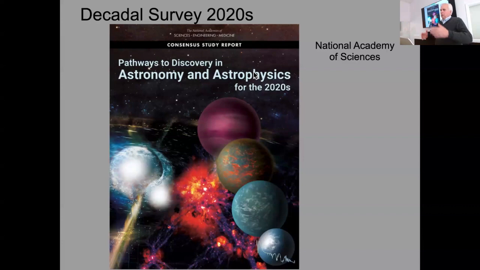How should we fund universities? How should we fund various things? How should we go ahead with things like the Roman telescope and so forth? This is by the National Academy of Sciences.